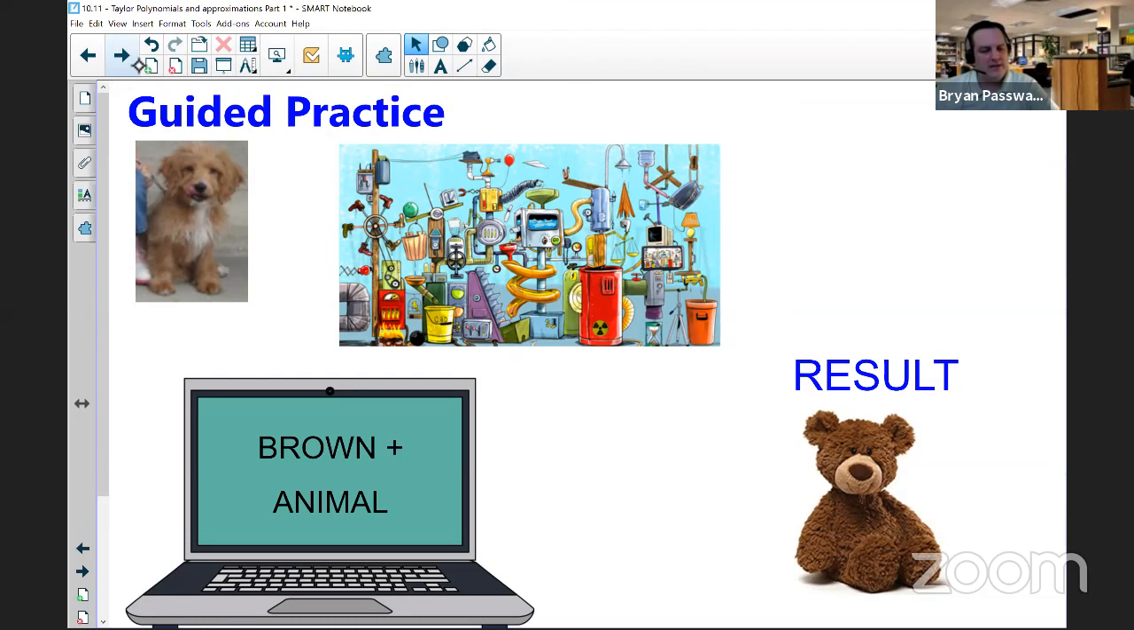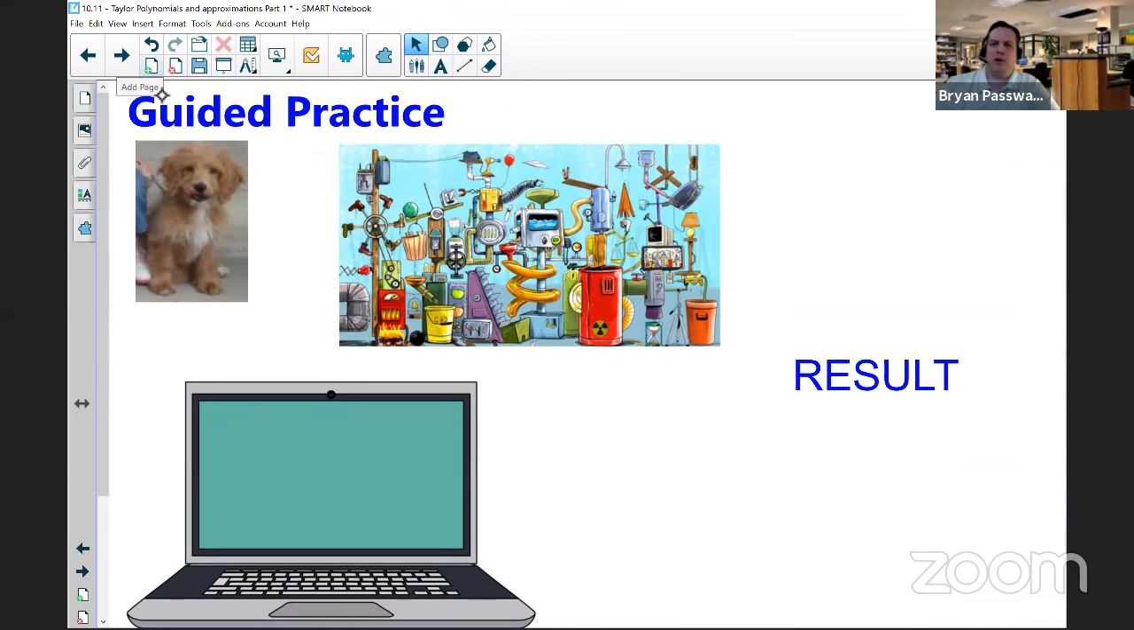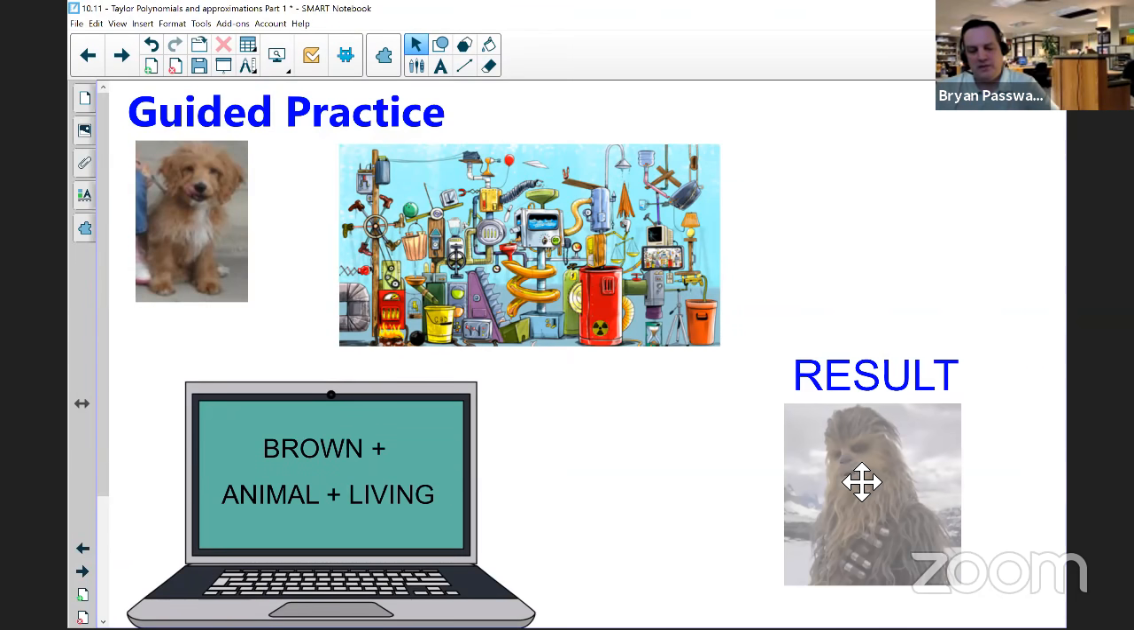So I'm starting to get a hang of this machine. I should probably be more specific. So let's not just say that it's brown and that it's an animal. I should probably mention it's living, right? It's not a stuffed animal. It's a living animal. So I kick that into the machine and let's see what it comes up with. Oh, that's a Chewbacca. That actually does look a little bit more like my dog, doesn't it? But again, not quite what we're looking for, but we're getting closer, right?